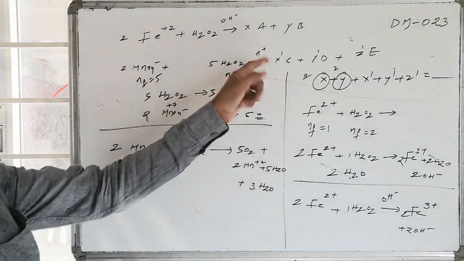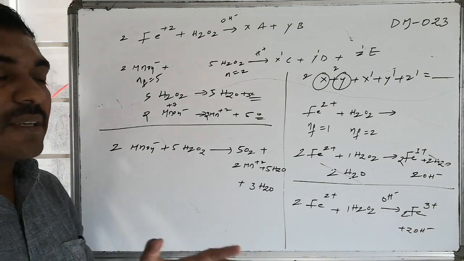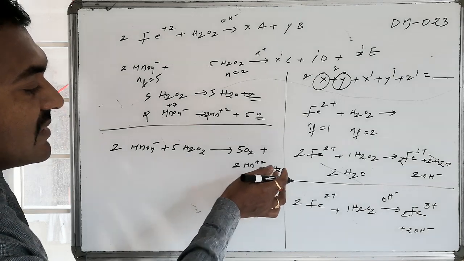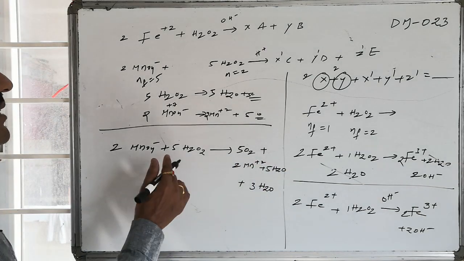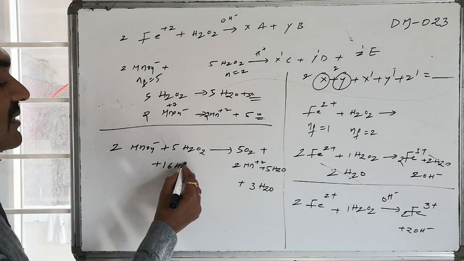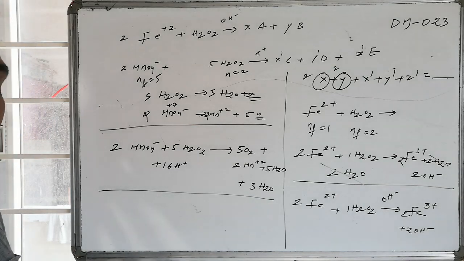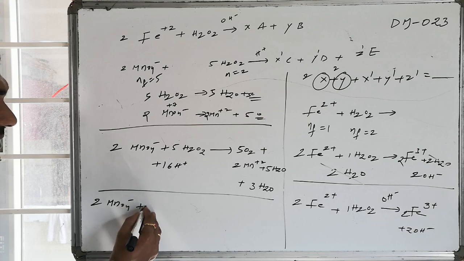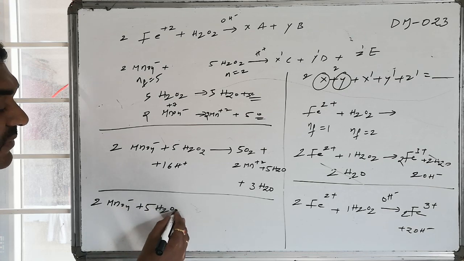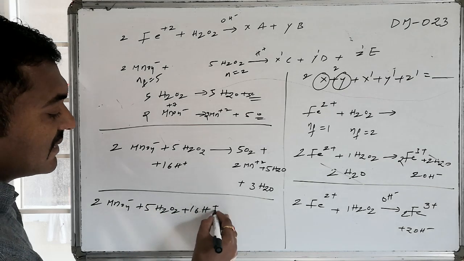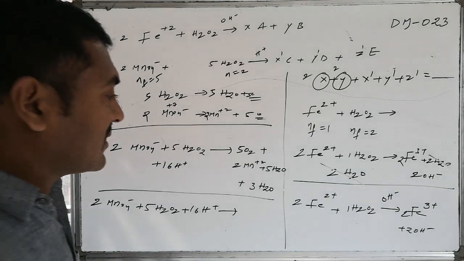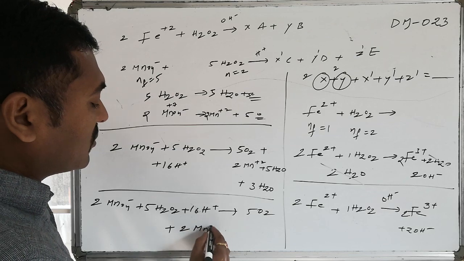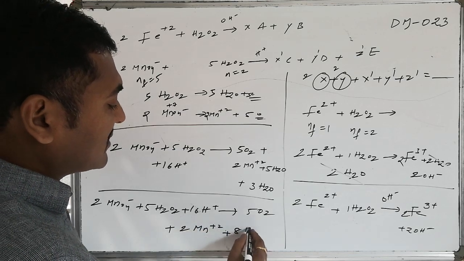As this medium is acidic, count the number of hydrogens. These are 6 plus 10, 16 hydrogens are there. There are no hydrogens on the other side, hence it is 16H+. So the net balanced equation appears as 2MnO4- plus 5 molecules of hydrogen peroxide plus 6H+ ions results in 5O2 plus 2Mn2+ plus 8H2O.